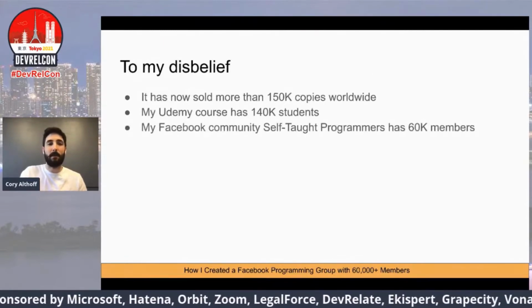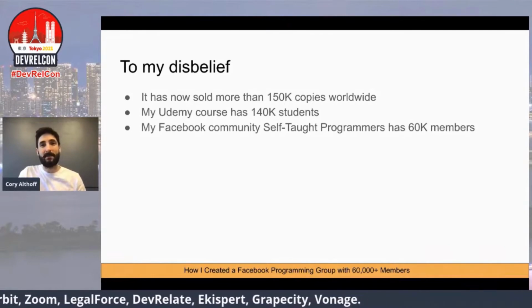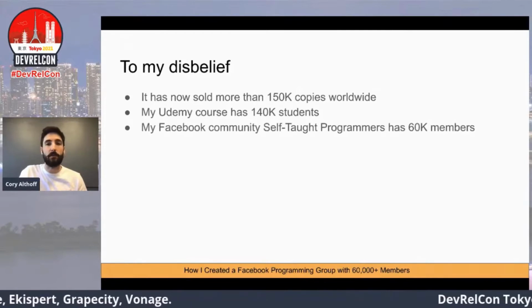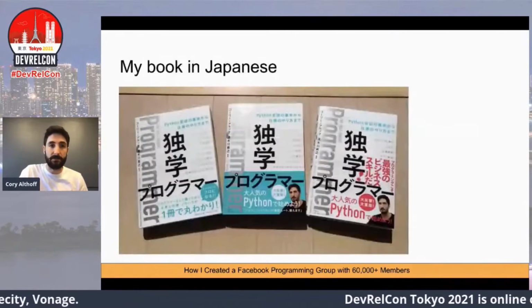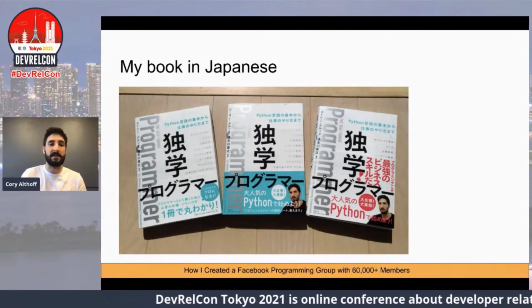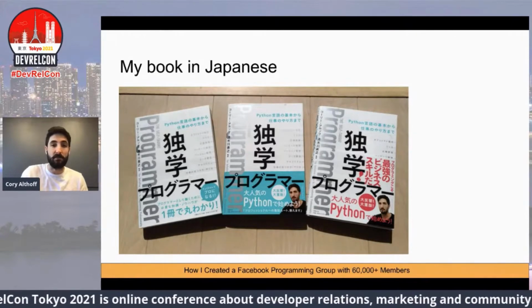To my disbelief, my book has now sold more than 150,000 copies worldwide. My Udemy course of the same name has 140,000 students enrolled, and my Facebook community, Self-Taught Programmers, has 60,000 members. My book has also been translated to a bunch of different languages, including Japanese, and Japan is one of the best-selling markets for my book, which has been really cool.